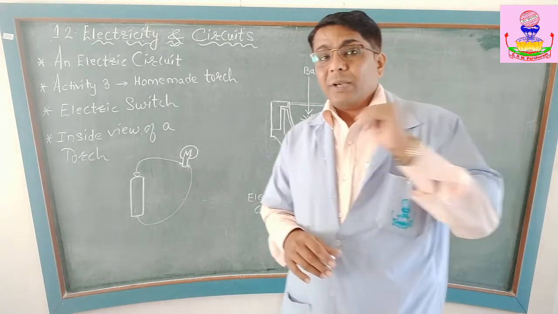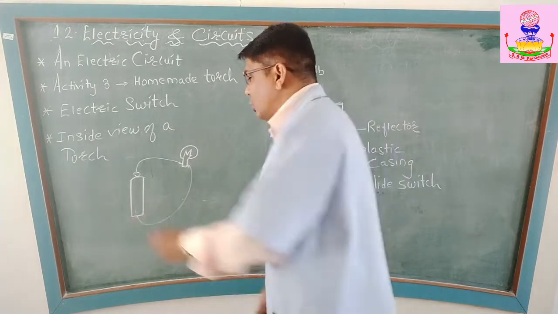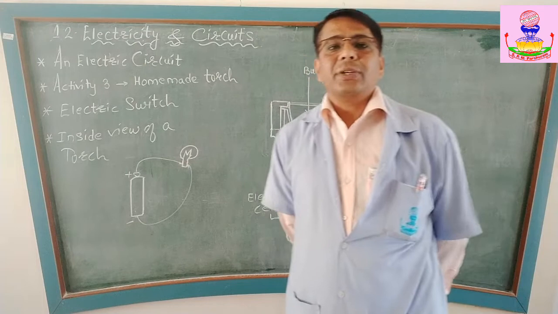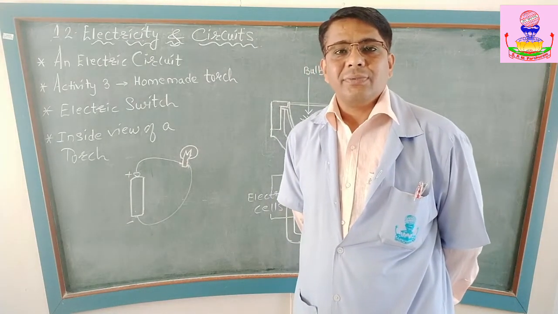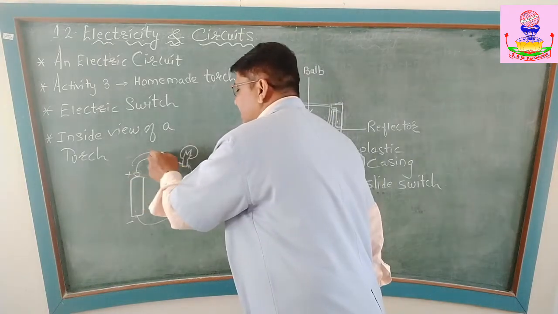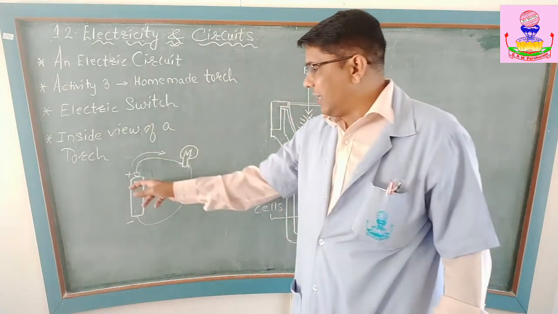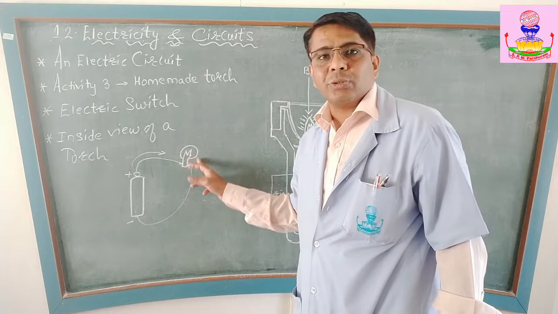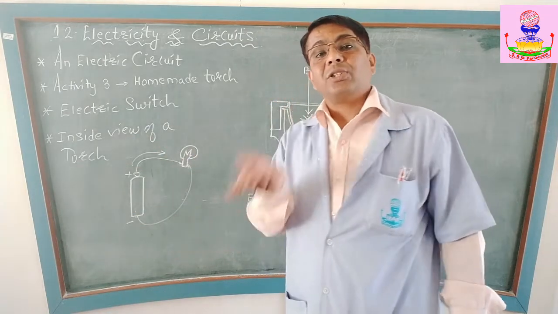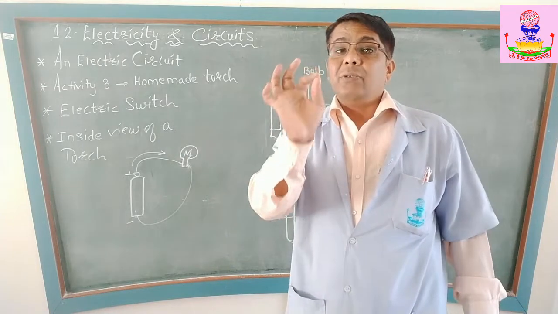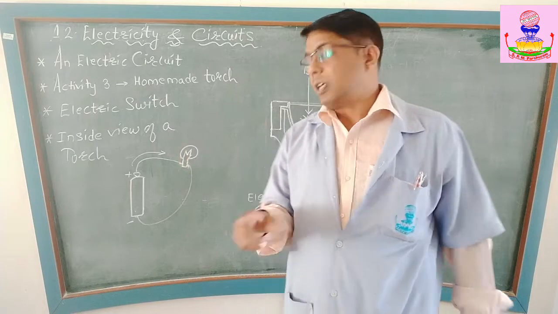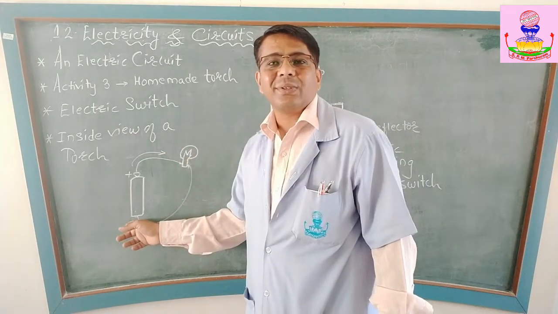Now, keep this in mind. Electric current: this is positive, this is negative. Electric current is always determined to flow from the positive terminal towards the negative terminal. So it will flow like this, from the positive terminal through the bulb to the negative terminal. That is the direction of the current flow. Remember always, electric current always flows from the positive terminal to the negative terminal.